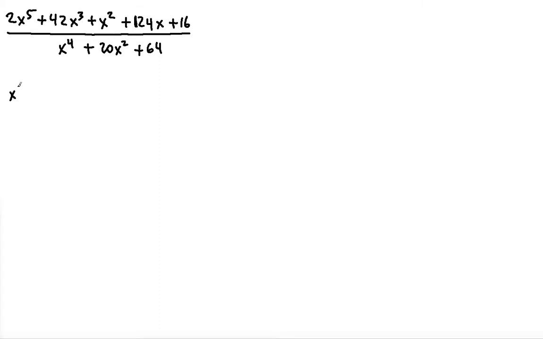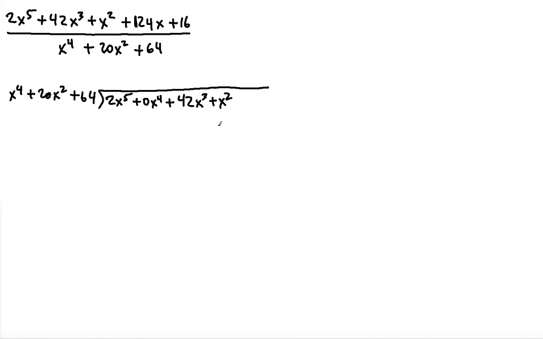So we're going to put x to the fourth plus 20x squared plus 64 in the divisor. Okay, in the dividend we're going to put 2x to the fifth. And notice there's no x to the fourth, so we just do 0x to the fourth to fill in the spot. Then 42x to the third plus x squared plus 124x plus 16.